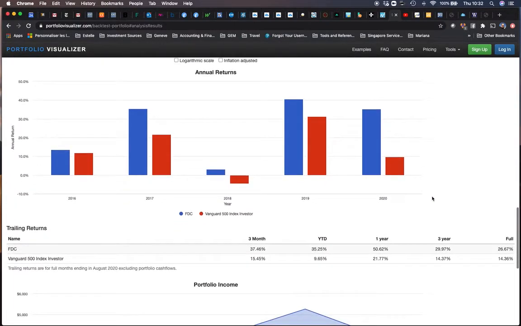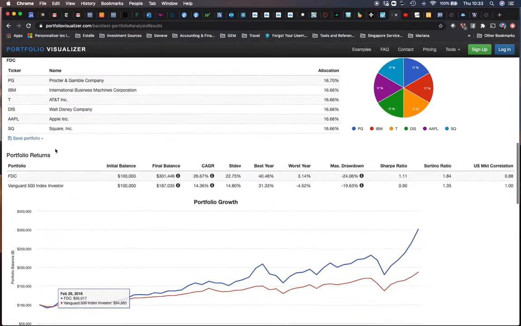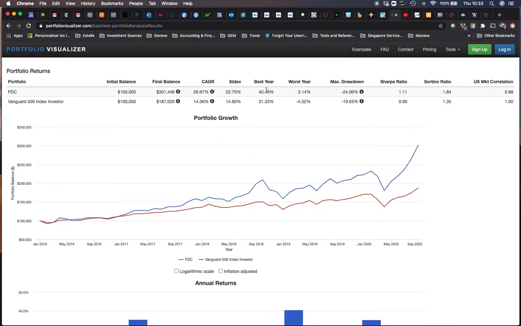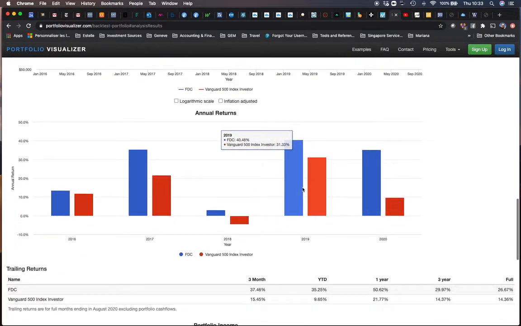Okay, and if I scroll down, I get the annual returns year after year. What you can see is that constantly this portfolio, the combination of these six stocks, brought a higher return compared to the S&P in red. So you see 35 versus 21, 3% versus minus 4.5, 40% versus 31.33. By the way, 2019 was the best year for both portfolios. So my portfolio was outperforming the S&P in this year.